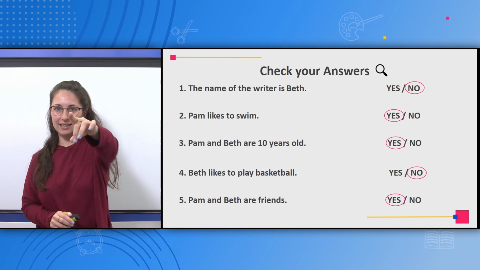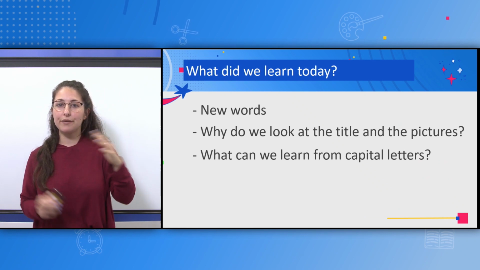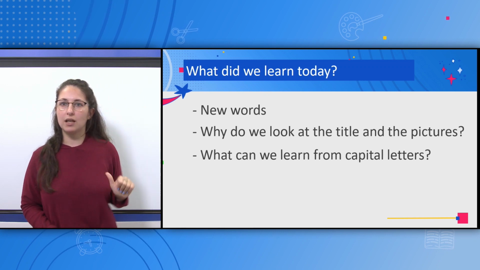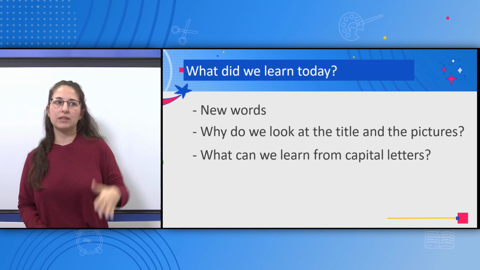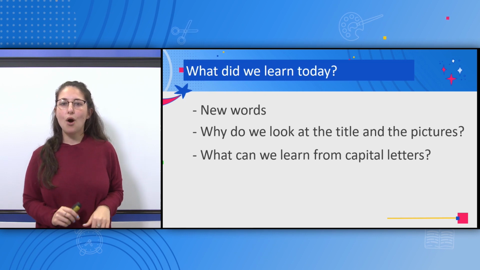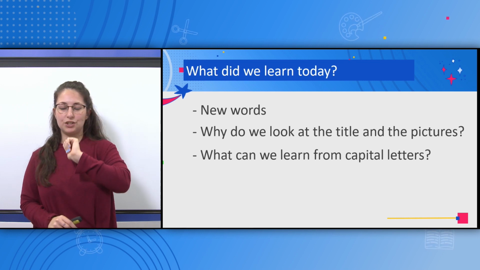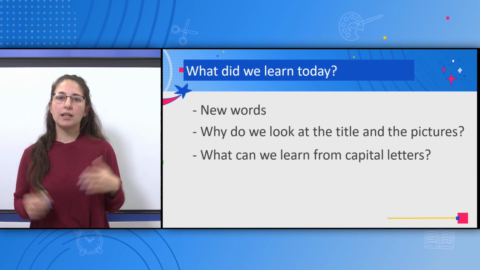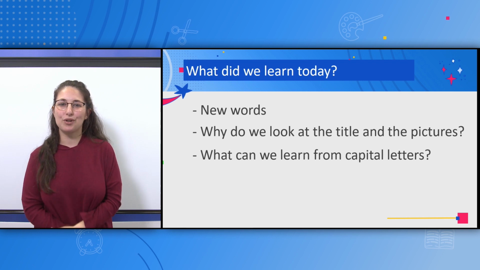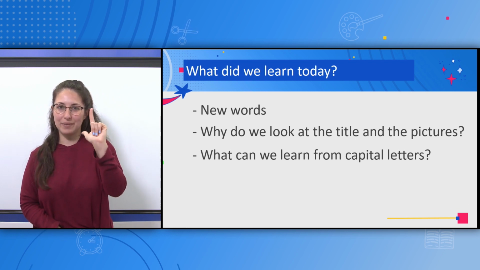So, let's see what we are doing now. What did we learn today? Let's see all the things we learned together. And we learned so much. First, we learned new words. Do you remember? We learned how to say pool, hobbies like baking or playing basketball. We learned what age is, that your age is 10 and my age is 26. We learned so much more, so many words that we know now. And then we learned why we look at the title and the pictures.